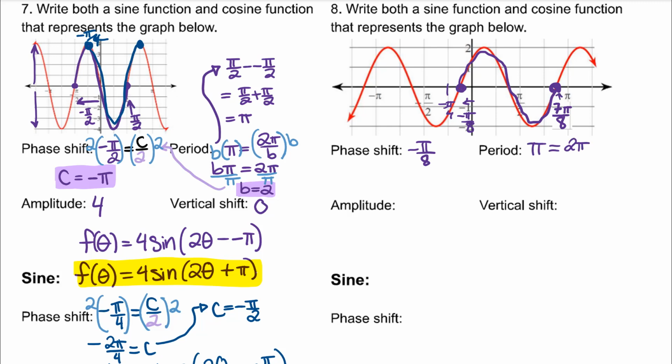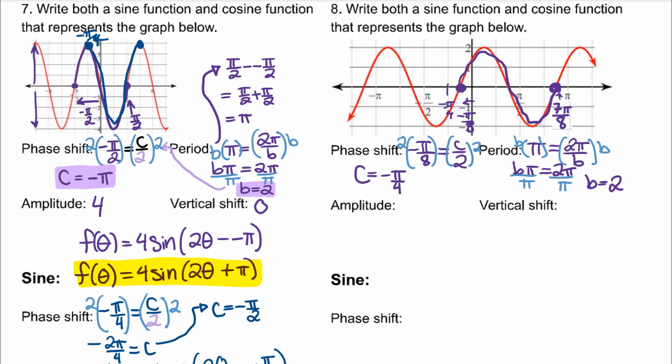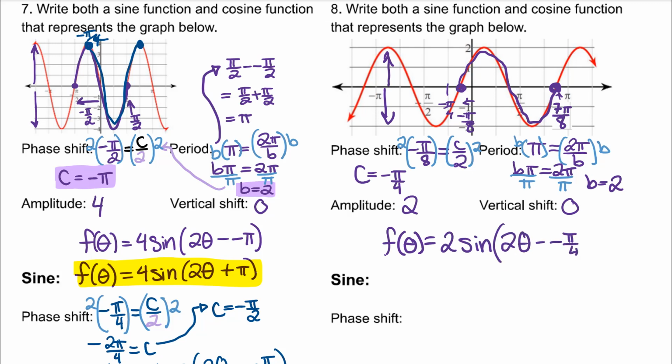Make that equal to 2 pi over b and solve for b. You may have noticed by now, if the period is now pi, then b is equal to 2. This affects what c is for our phase shift. So make the phase shift equal to c over b, plugging in b equals 2, and solve for c. So c is equal to negative pi over 4. The amplitude for this one is 2 because we go 2 above and below the midline, and there's no vertical shift. So the sine function will be f of theta equals 2 sine of 2 theta minus negative pi fourths, or simplified to be plus pi fourths.